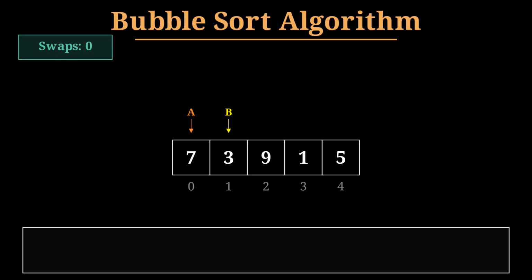Starting pass 1. We will compare each pair of elements that haven't been sorted yet. Now, let's compare 7 and 3. Because 7 is greater than 3, they are in the wrong order. We must swap them. Now, let's compare 7 and 9. Since 7 is already less than or equal to 9, no swap is necessary.